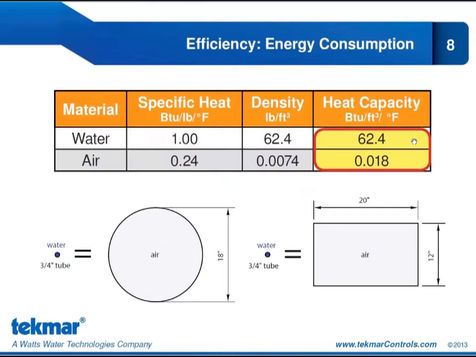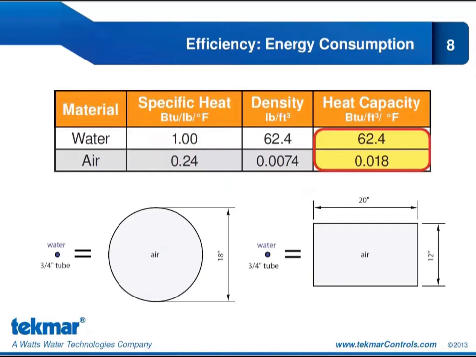And to look at an image that really depicts this well, down here we have the amount of water that it would take to transport a certain amount of heat versus the amount of air. So we're looking at a 3/4 inch tube versus an 18-inch duct. It's quite a big difference. Here we have the 3/4 inch tube with a rectangular duct that is 20 by 12. So we can see the difference in the capabilities of these two mediums at transporting heat.